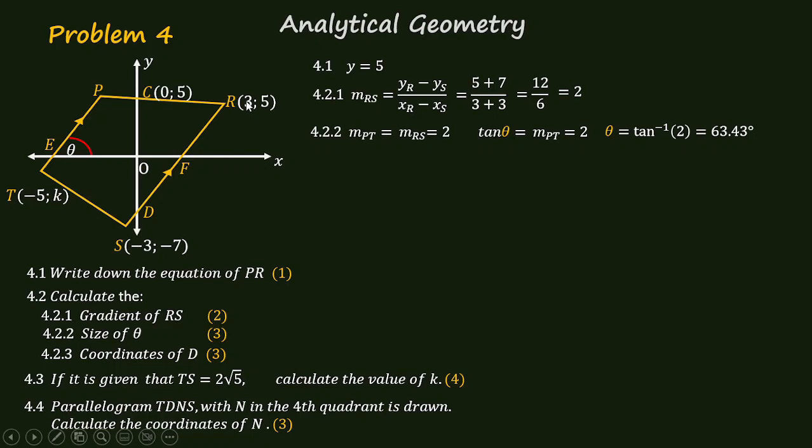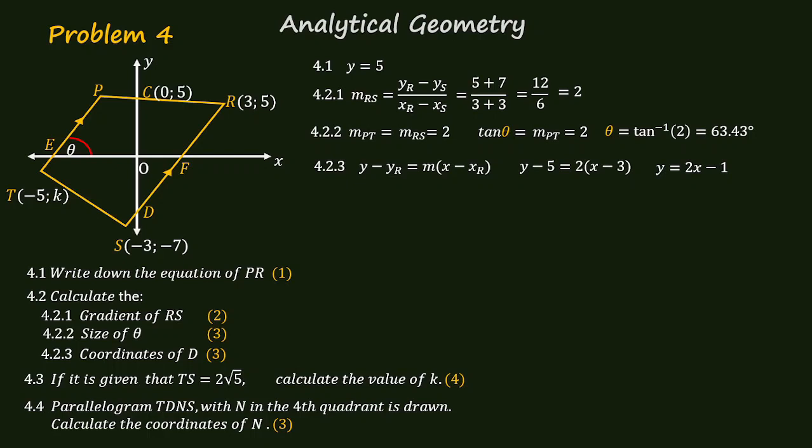In other words, the best and quickest approach to finding the coordinates of D is to find the equation of the straight line RS and then find its y-intercept, and that will give us the coordinates of D. So what we do is find the equation of the straight line RS. We have the gradient of RS, and then we have any other point, so we can simply substitute and find that RS is given by 2x minus 1.